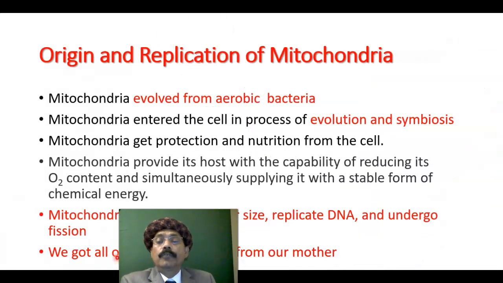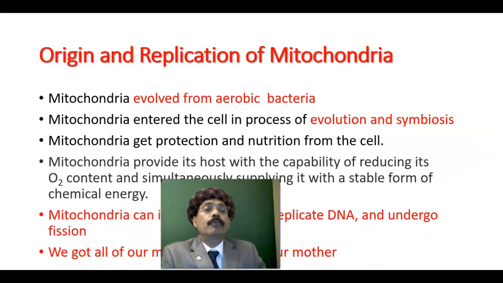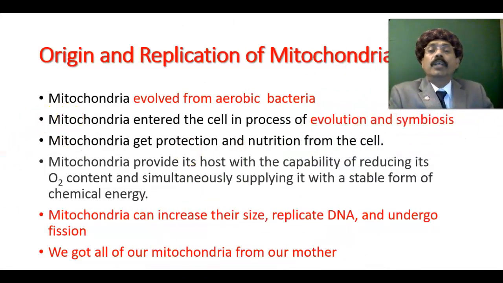Okay. So origin and replication of mitochondria. Mitochondria evolves from aerobic bacteria. Mitochondria enters the cell. So the cell is the eukaryotic cell, or you can say eukaryotic anaerobic cell. It enters the cell in the process of evolution and symbiosis. So mitochondria get protection and nutrition from the cell.